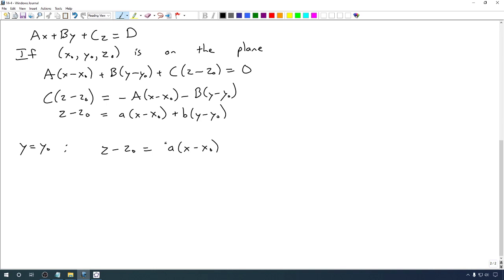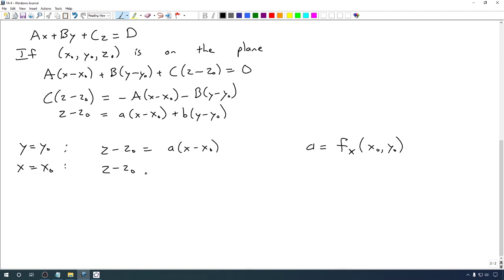So this a, the slope of this line, is actually given by the derivative of the curve that we get when we specify that y is a constant value of y naught. Or in other words, this a is really just the x partial derivative at x naught, y naught. Similarly, if we look at the other direction where we specify that x is a constant x naught, we do the same kind of thing.